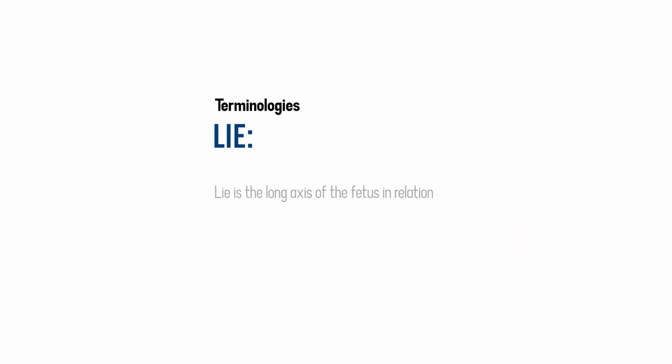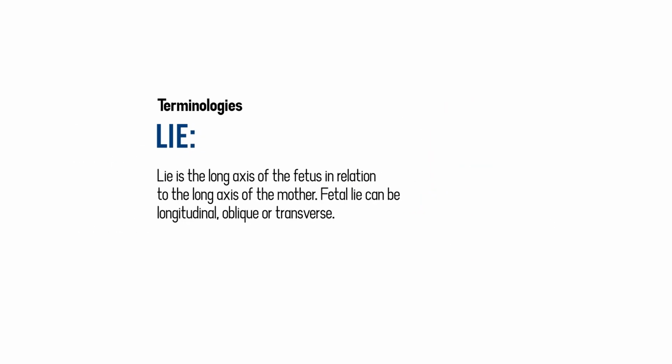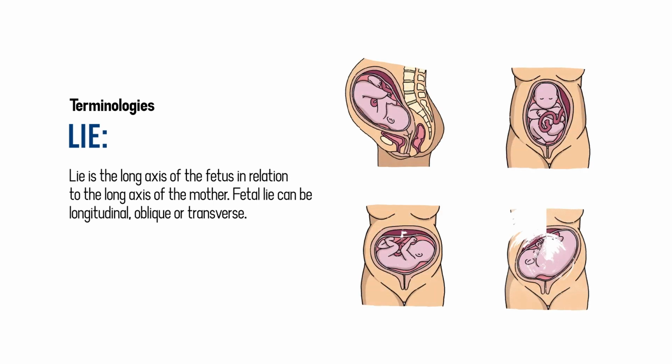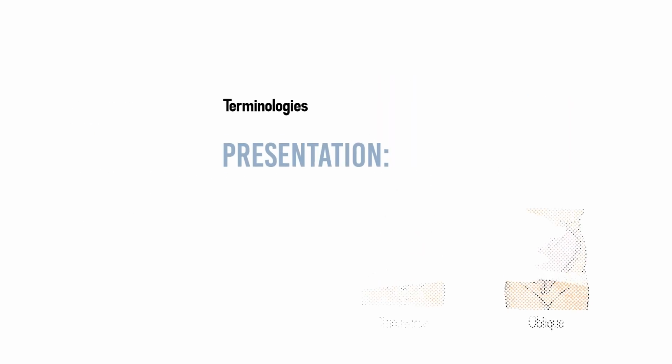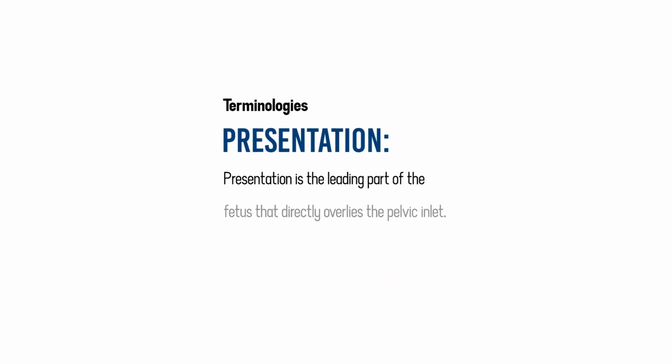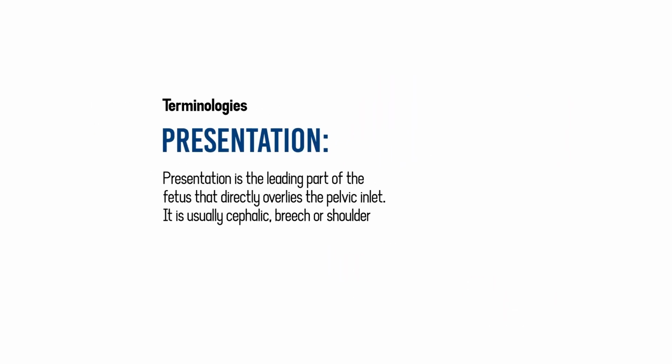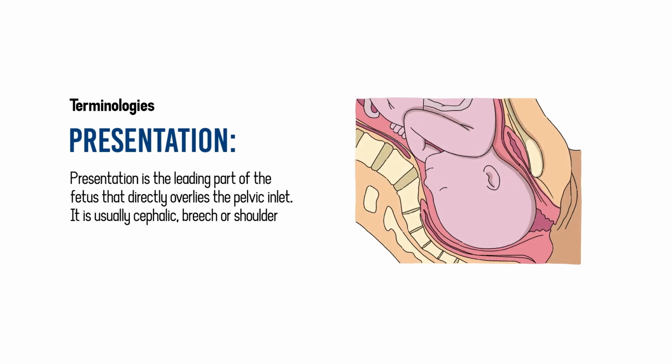Lie. Lie is the long axis of the fetus in relation to the long axis of the mother. Fetal lie can be longitudinal, oblique or transverse. Presentation. Presentation is the leading part of the fetus that directly overlies the pelvic inlet. It is usually cephalic, breech or shoulder.